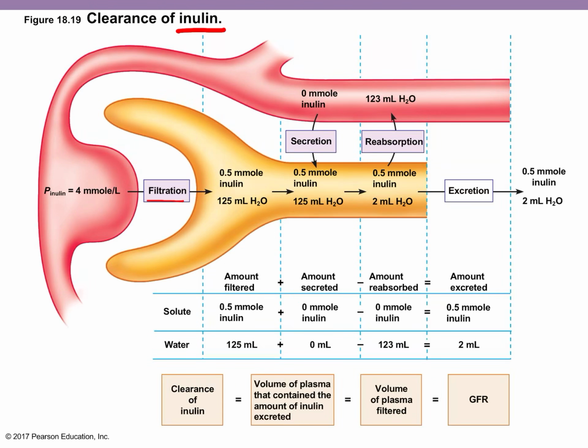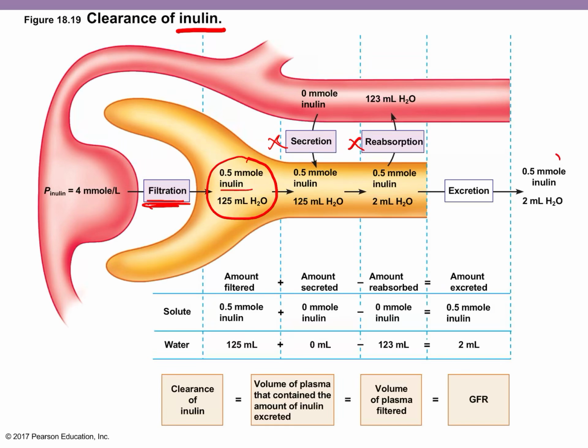And it is 100% filtered. So the filtration rate is going to be all of it, right? So filtration, 0.5 millimoles of inulin. It's not secreted, and it's not reabsorbed. So for a molecule like this, what is in the filtrate, what's filtered, is also the same as the filtration rate. So the glomerular filtration rate is the same as the clearance because it's not secreted or reabsorbed.